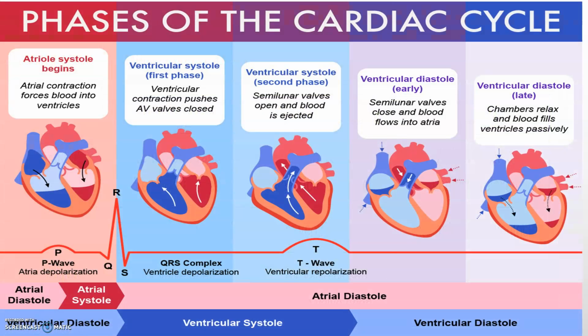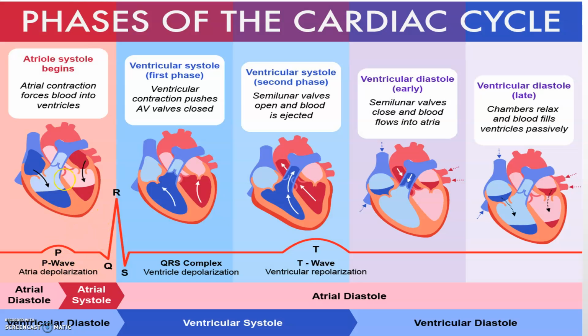Now let's discuss the phases of the cardiac cycle in association with the ECG that we study. First, as we discussed, is the atrial systole, in which the atria begin to contract and the blood is pushed into the ventricles. This marks the beginning of the depolarization of the atria, known as the P wave.